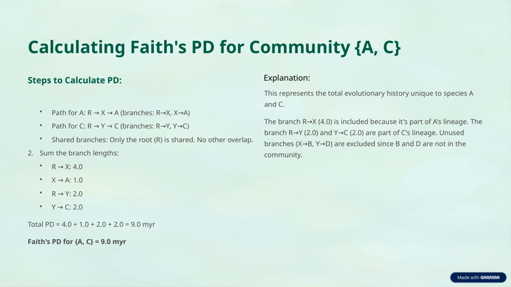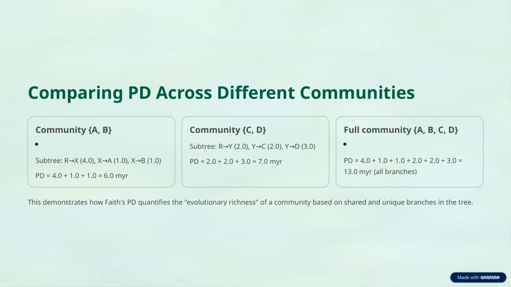And in this case, it totals 9 million years, reflecting the distinct evolutionary paths of A and C. Now, let's take a closer look at how Faith's phylogenetic diversity, or PD, varies across different communities. First, consider the community consisting of species A and B.